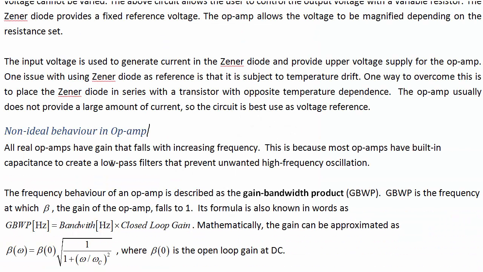Non-ideal behavior in op-amps. So all real op-amps have gain that falls with increasing frequency. This is due to capacitors that create low-pass filters to stop unwanted high-frequency oscillation. And the frequency behavior of an op-amp can usually be described in terms of a gain bandwidth product. So this is really a frequency where the gain falls to 1. Now, why is it a product? Because it's actually the product of the bandwidth and the closed loop gain.